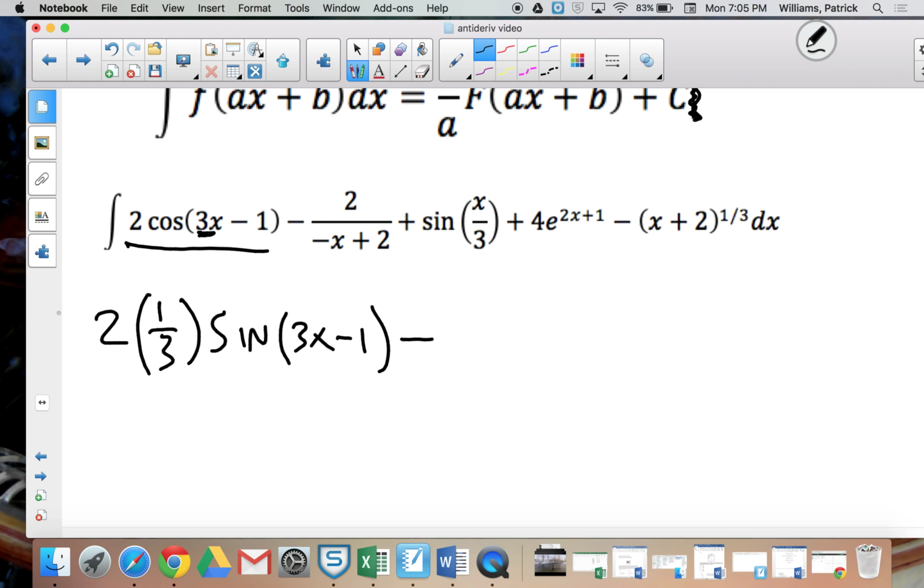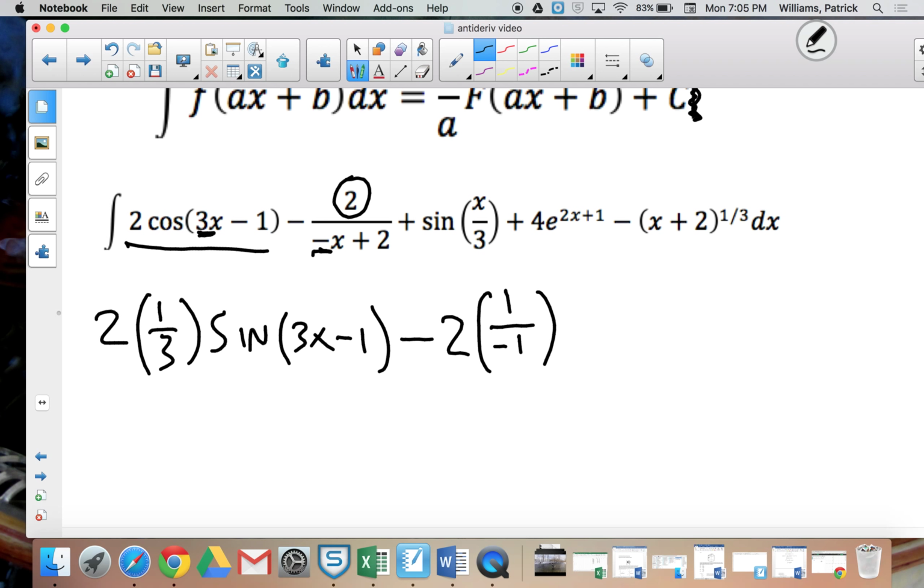The next one, we have a minus. Again, the 2 up in here is just a constant, but this one is of the category of those natural logarithm type of functions. So this one will be 2 times. Now, in this case, the negative sign in front of the x is the same as having negative 1 in front of the x. So I'm going to write this the long way.